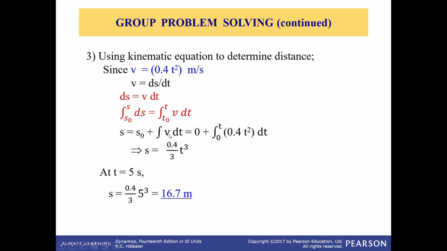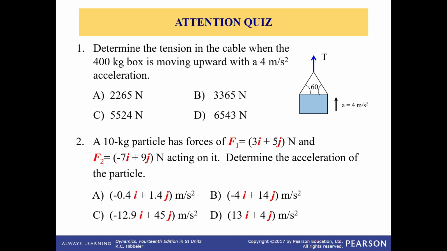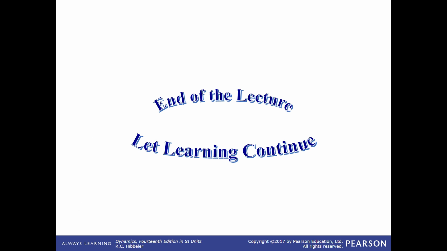If I integrate here, I know that v is actually 0.4 t squared. I just insert it here and apply the initial value as 0 because it starts from rest, until t. We know that at s naught it will be 0, so s is actually 0.4 divided by 3 times t to the power of 3. You just need to apply t at 5 seconds to solve this question. So you will get s equal to 16.7 meters. Okay, finish this part. Any other discussion, please let me know in our meeting later. Thank you very much.